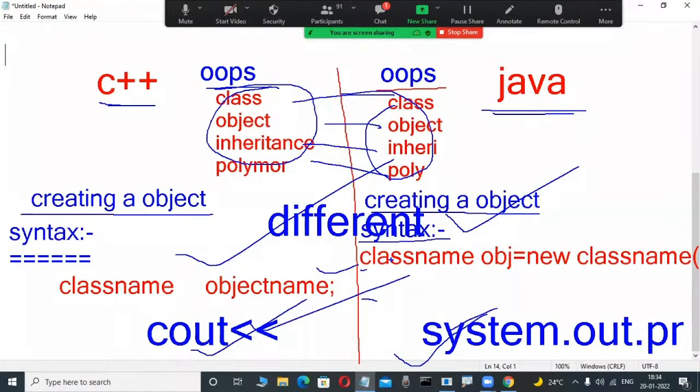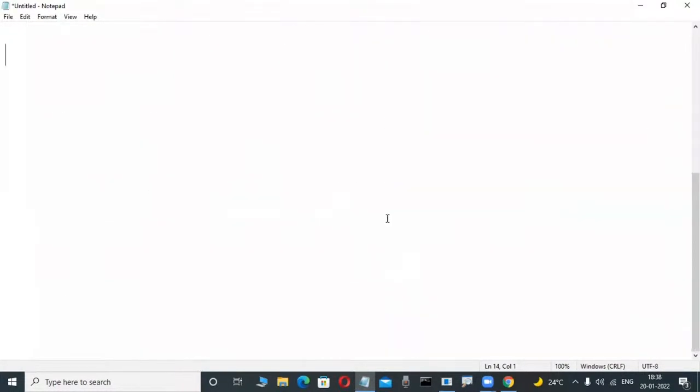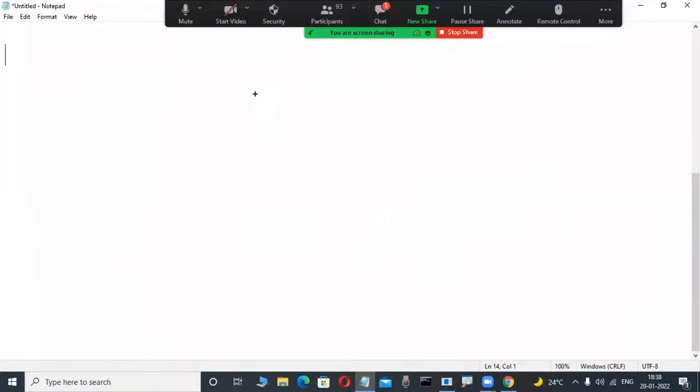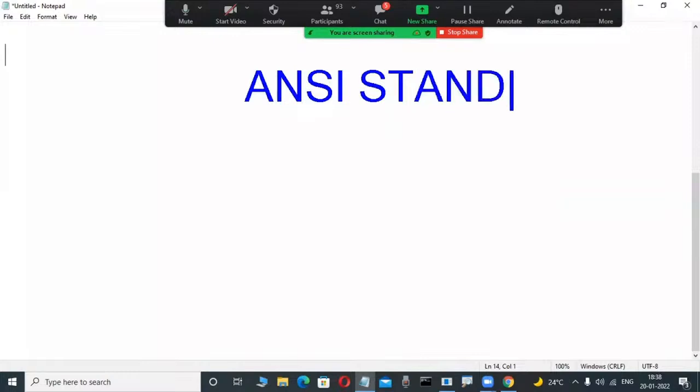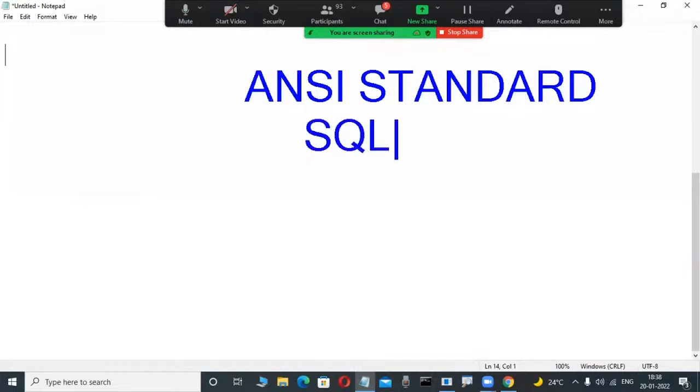Same like here, also observe here. SQL is the same thing. SQL is an ANSI standard language. ANSI is the American National Standards Institute, which defines some standards for the SQL language. That's why SQL is an ANSI standard language, used to operate all the relational databases.